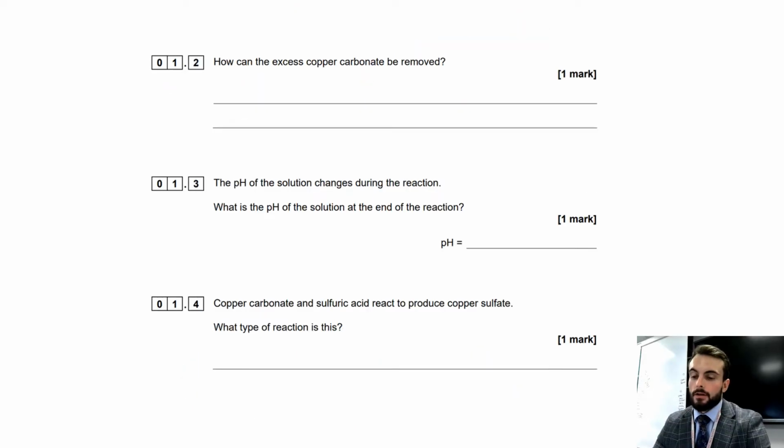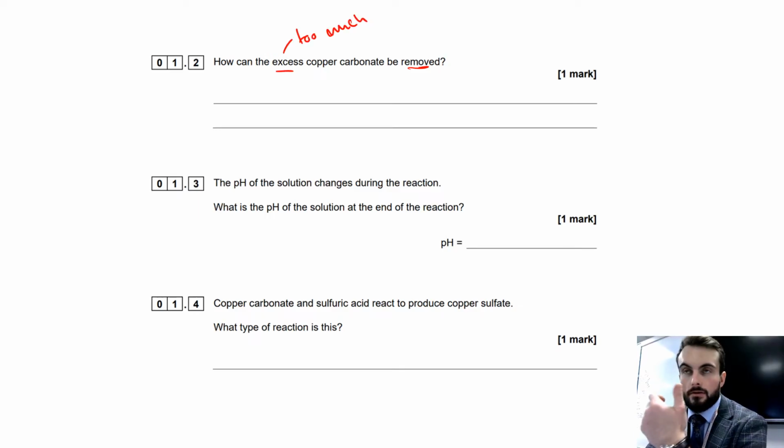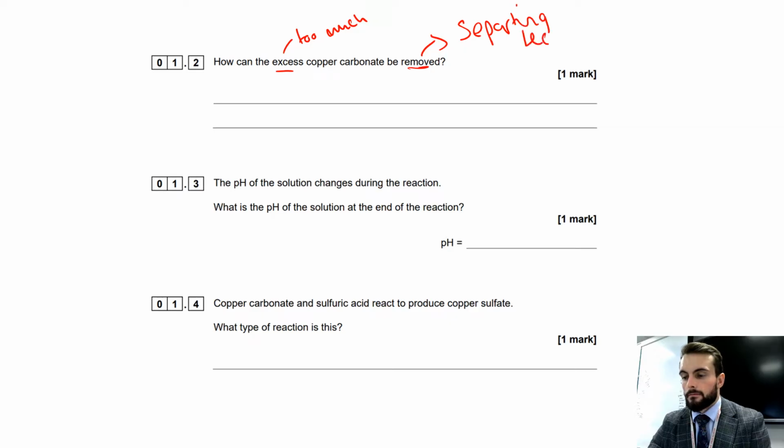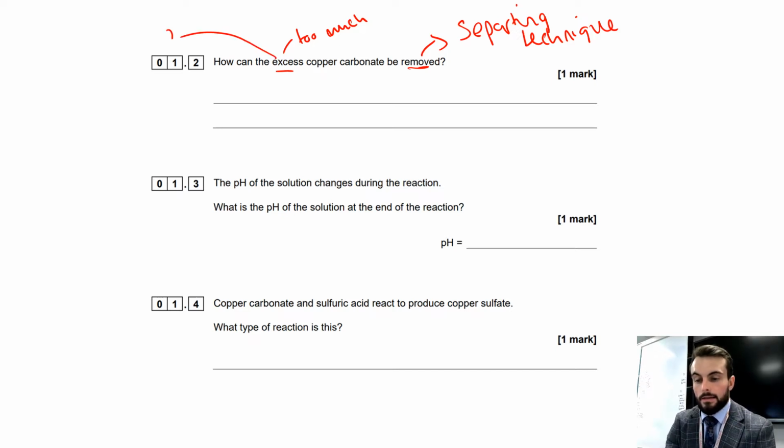So for this next question, there's 3 on this bit. It says, how can the excess copper carbonate be removed? So you're thinking straight away you've got excess copper carbonate, which means too much, means it's unreacted, and it says removed. You're thinking separating techniques, all of the separating techniques that we've talked about. What technique do you use to get rid of it? Well, excess copper carbonate is an insoluble solid, which means it doesn't dissolve. What technique do you use to get rid of an insoluble solid from a solution? That technique is called filtration.